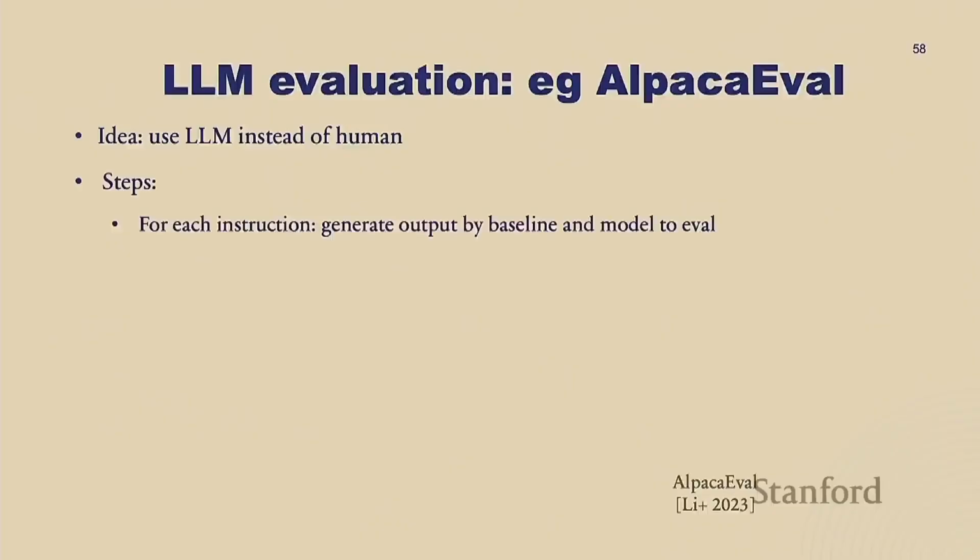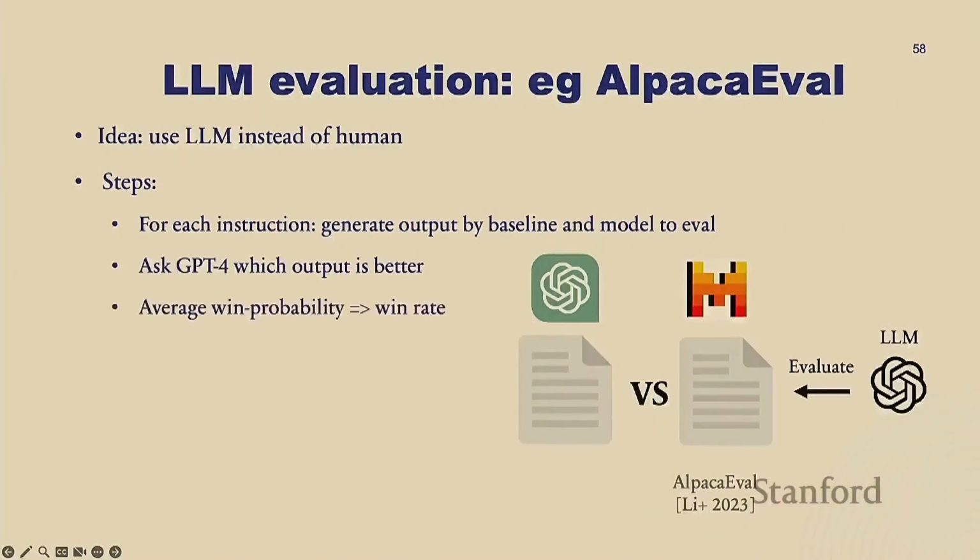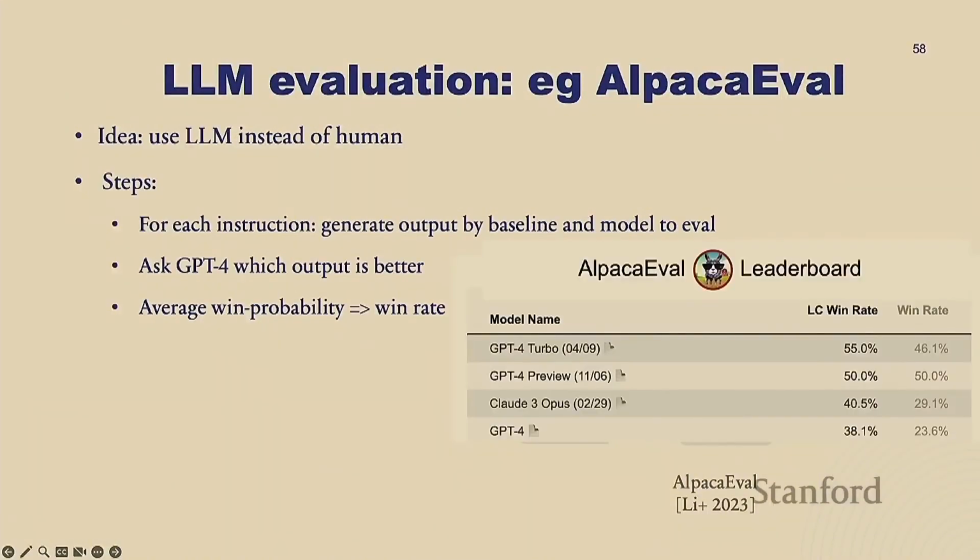The steps: for every instruction, generate outputs by some baseline and the model that you want to evaluate. Here, imagine that I'm comparing an answer from ChatGPT and from Mistral. I'm just asking another model, GPT-4, which one is better, and I average that out over my entire distribution, my entire benchmark or data set. That gives me a win rate, a win probability for one model compared to another one, and now you can rank models. And this is the AlpacaEval leaderboard.